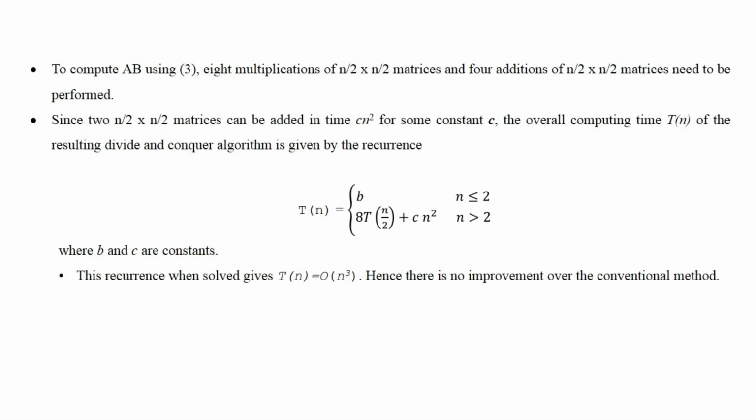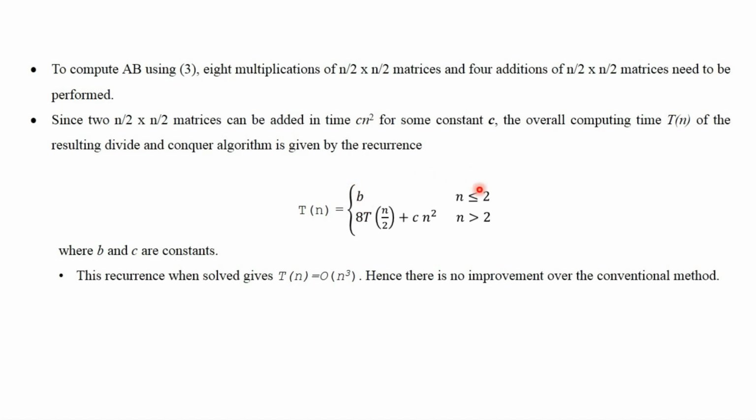To compute AB using the formula given in 3, we need 8 multiplications of n by 2 cross n by 2 matrices and 4 additions of n by 2 cross n by 2 matrices. The time taken for adding 2 n by 2 cross n by 2 matrices is C of n squared. C is some constant. So the computing time represented as T of n by using the divide and conquer algorithm is represented by the following recurrence relation.